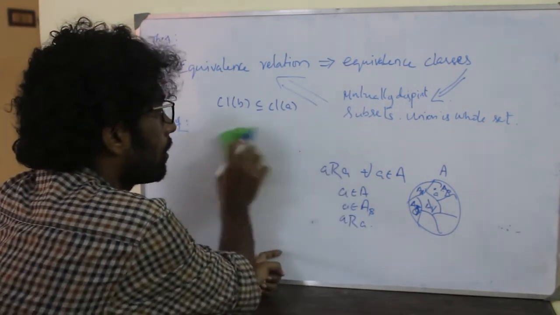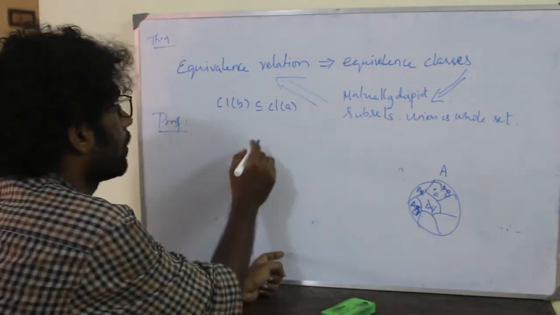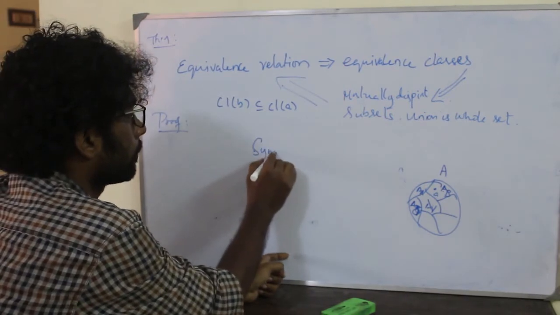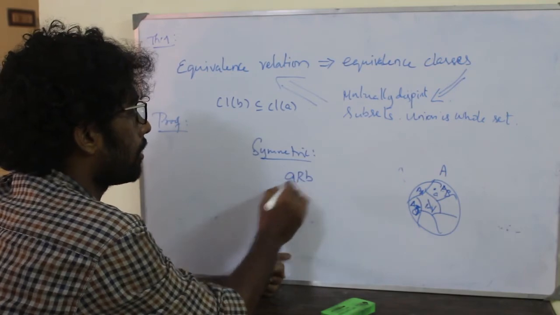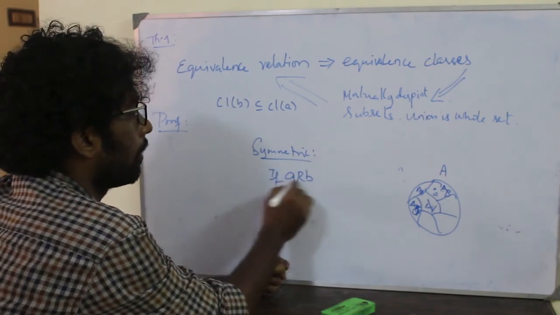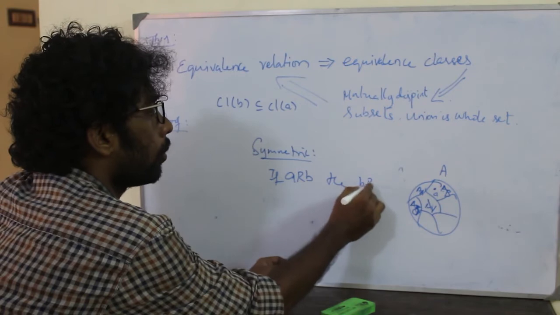Okay, next is symmetric. Symmetric is easy. A is related to B, it is given. What is to be proved? We have to prove that B is related to A.